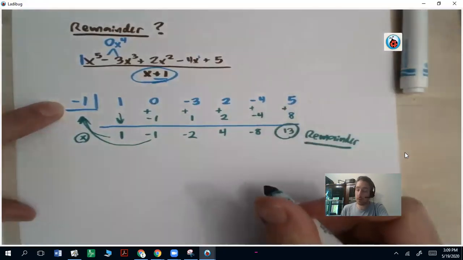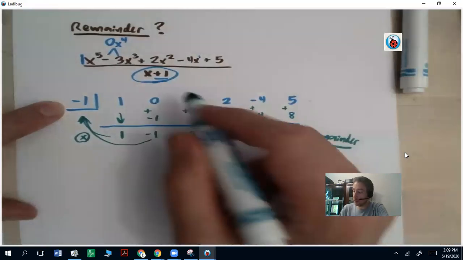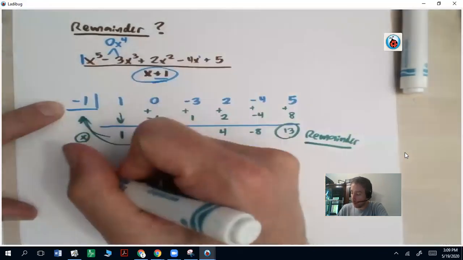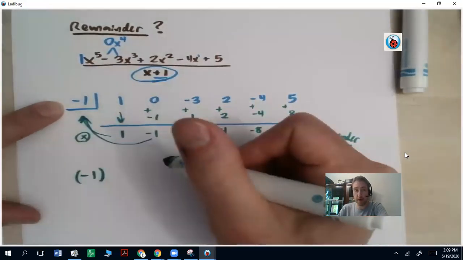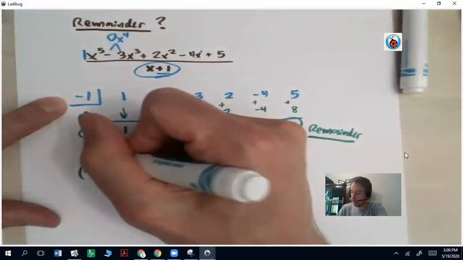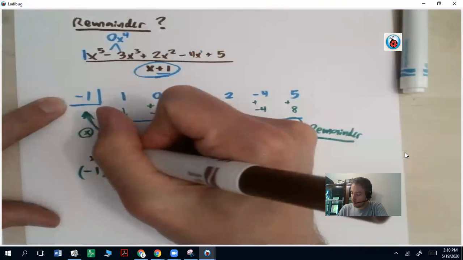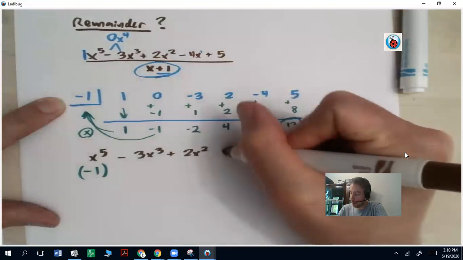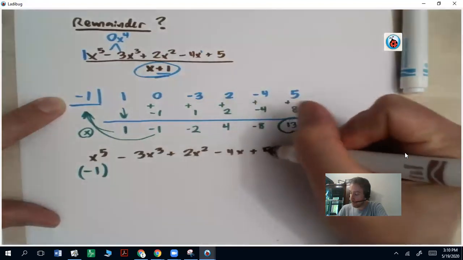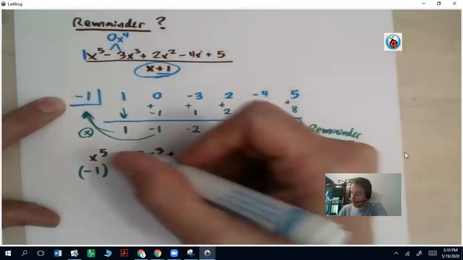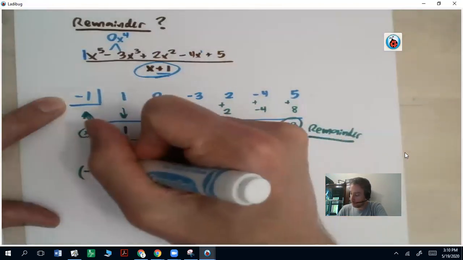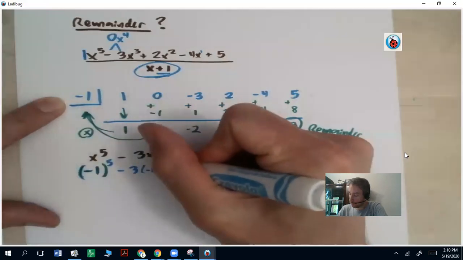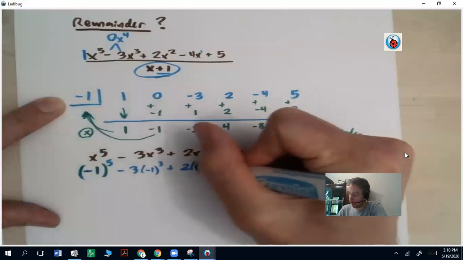As a reminder, you can also get the remainder using the remainder theorem, which states that you can plug into the function this -1 for all your x values. So if my original expression was x to the fifth minus 3x to the third plus 2x squared minus 4x plus 5, then wherever you see an x, you can plug in a -1. Use parentheses when you're plugging in always.